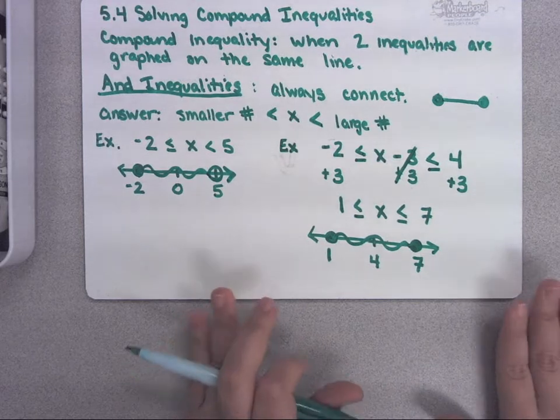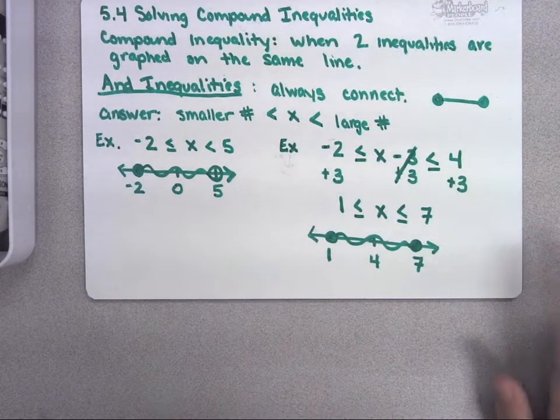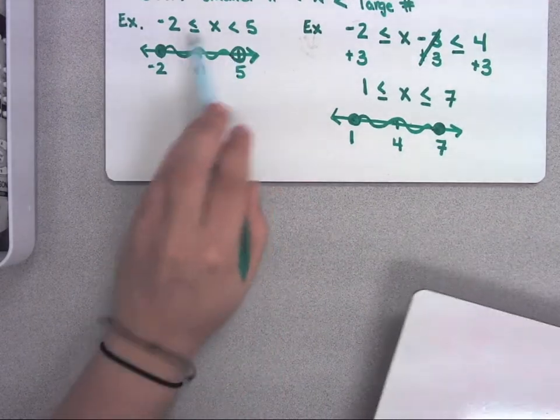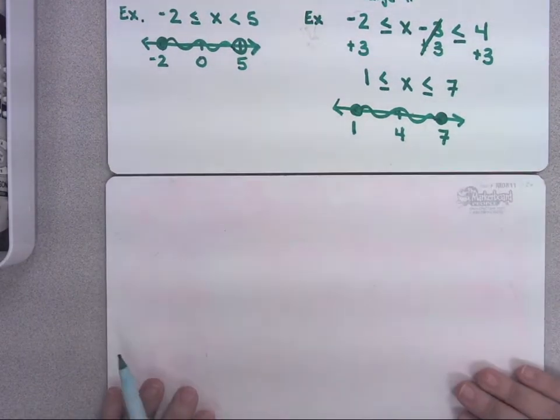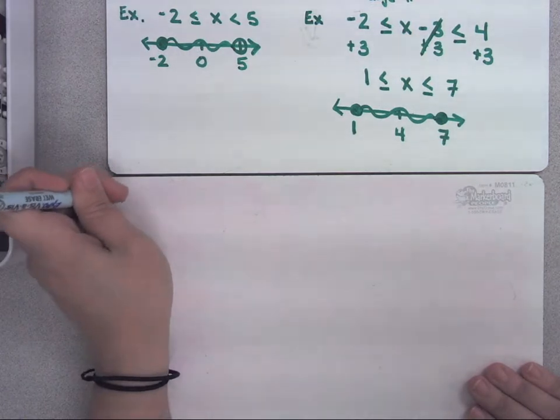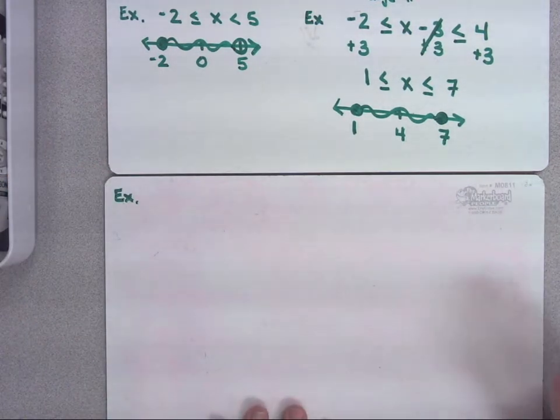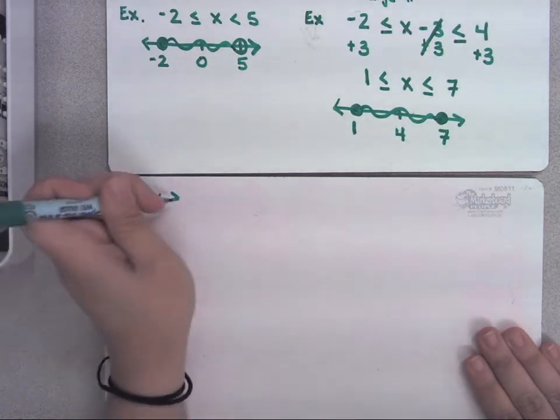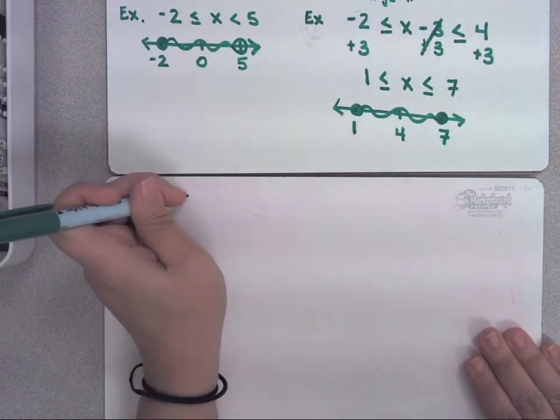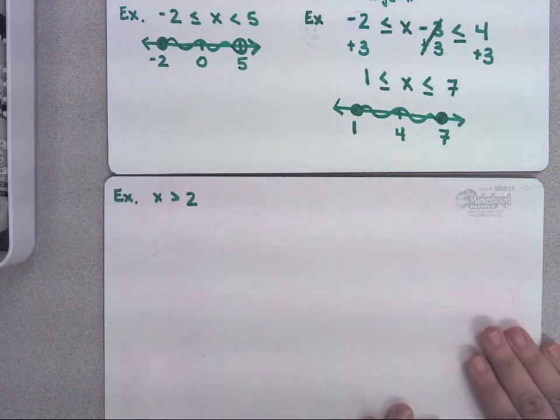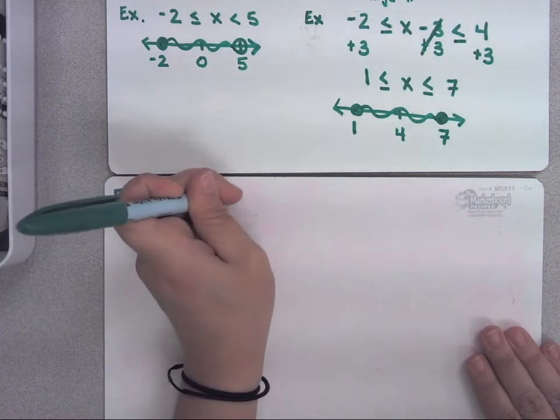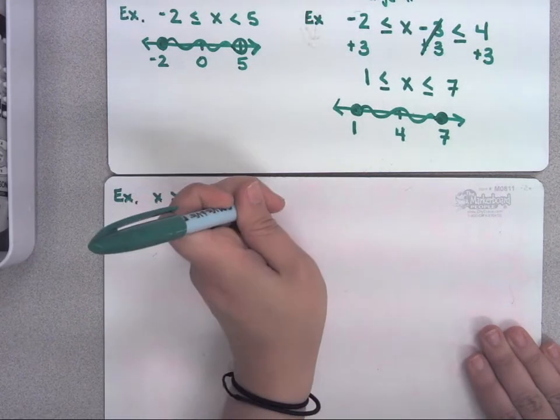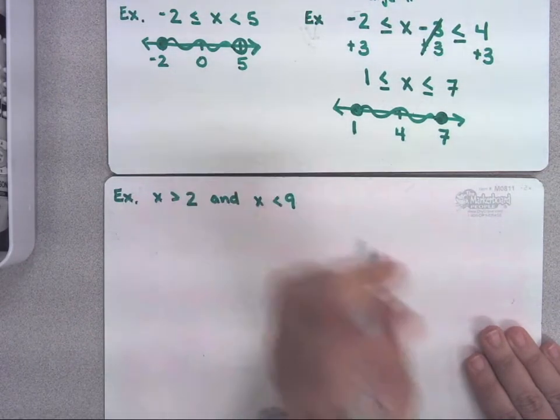Okay. Now, these ones were already ready for us. We're going to try one, whether or not we're going to do it like this first, where we don't have to do the math, just so you can see it. So now, if it says x is greater than 2, and they wrote the word and, x is less than 9.